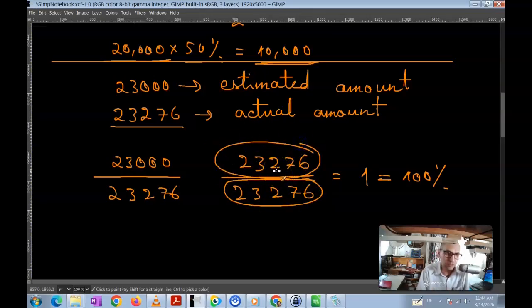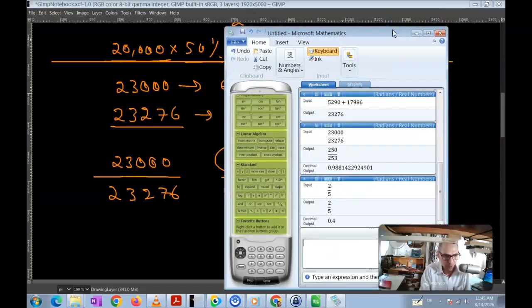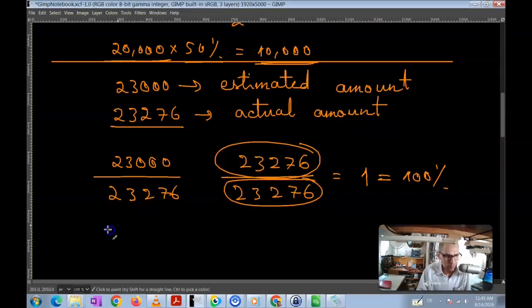This might have been the best estimation that anybody could have made, right? But when you get only 23,000 out of 23,276, you were supposed to get 23,276, but you got only 23,000, right? And if you do the calculation over here, 23,000 divided by 23,276 is 0.988, for example. If you round this number to this place value, you would get 0.99, right?